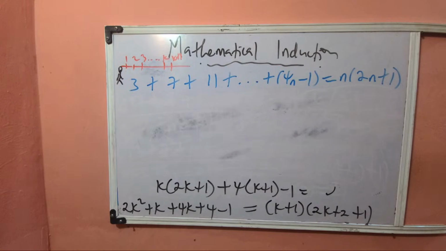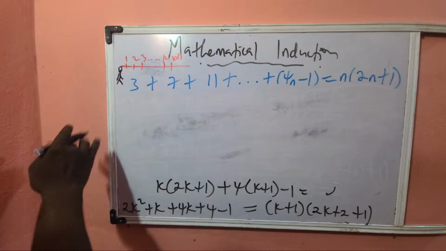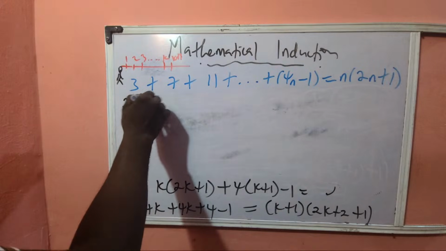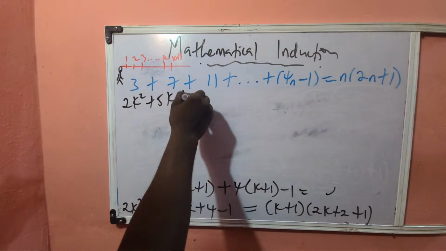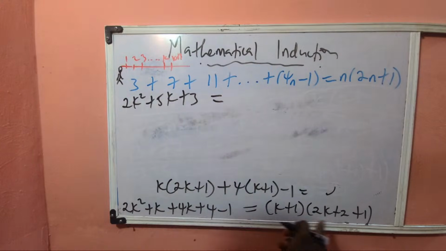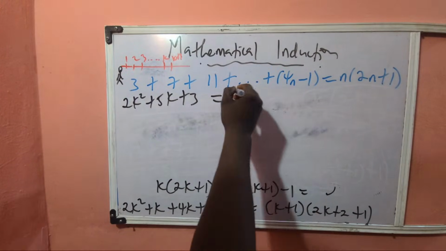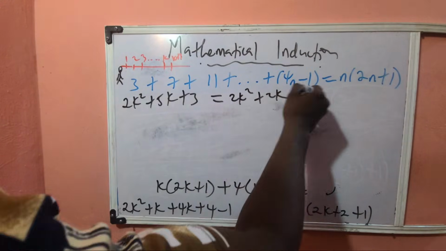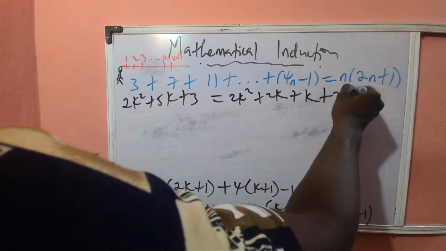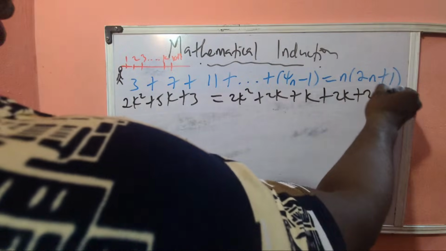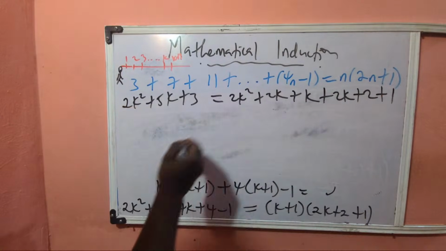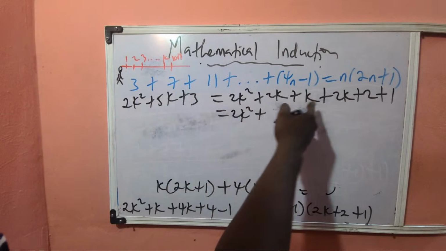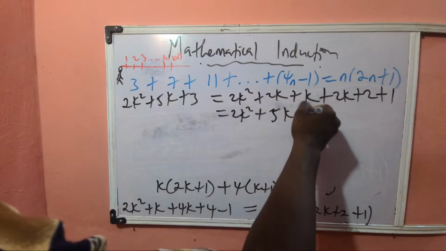Now look at this. This is the left hand side now: 2k squared plus 5k plus 3. Equals, this will be k times 2k, that will be 2k squared, plus 2k plus k plus 2k plus 2 plus 1. I'm done with this left hand side. Let me see what happens here. Plus this will be 3k plus 5k plus 3.